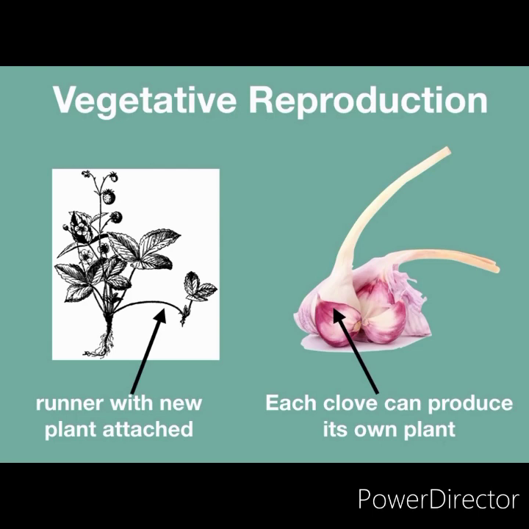Many plants are able to reproduce without releasing seeds or spores. They have special features that allow them to pass on their genetic information to their offspring. For example, strawberries produce runners that allow new plants at the end of them to grow. Bulb plants like garlic are able to split their bulbs, creating more plants.